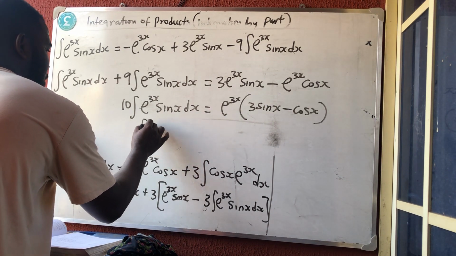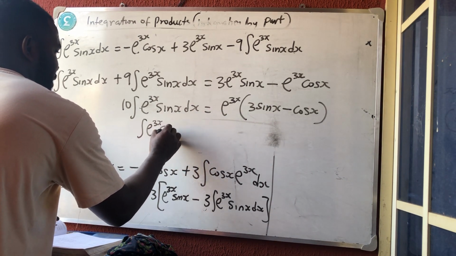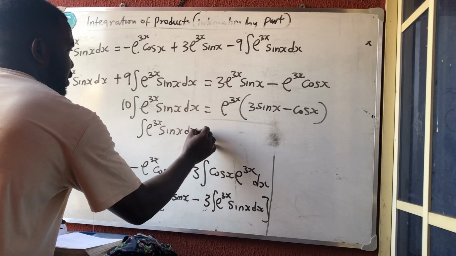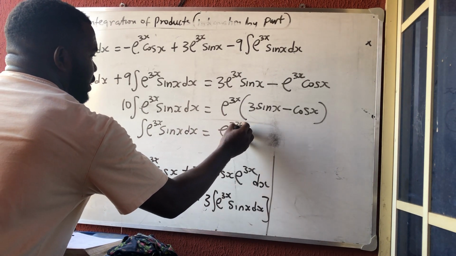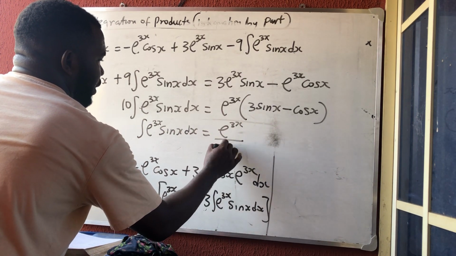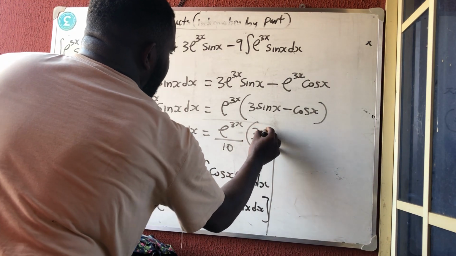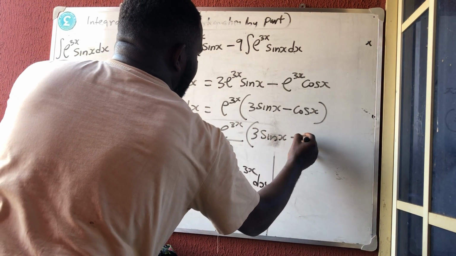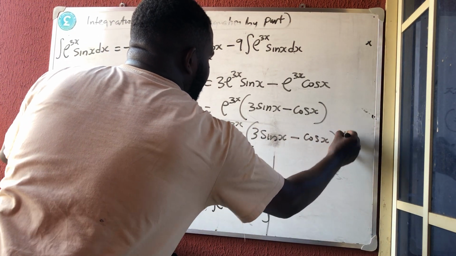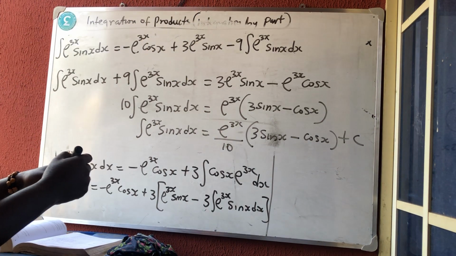So I'm having the integral of e raised to power 3x sine x dx is equal to e raised to power 3x over 10, then in bracket 3 sine x minus cos x, then plus a constant. So that is the answer.